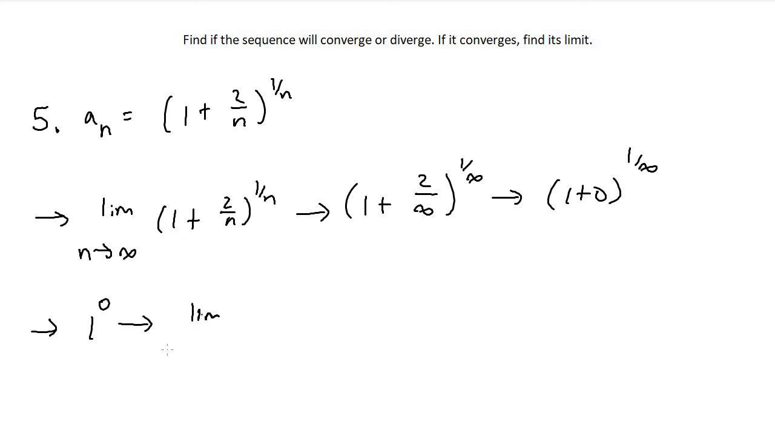So the limit as n approaches infinity of 1 plus 2 over n to the 1 over n is going to be equal to 1 to the 0th power, and anything to the 0 power is 1. So it will converge to that value.